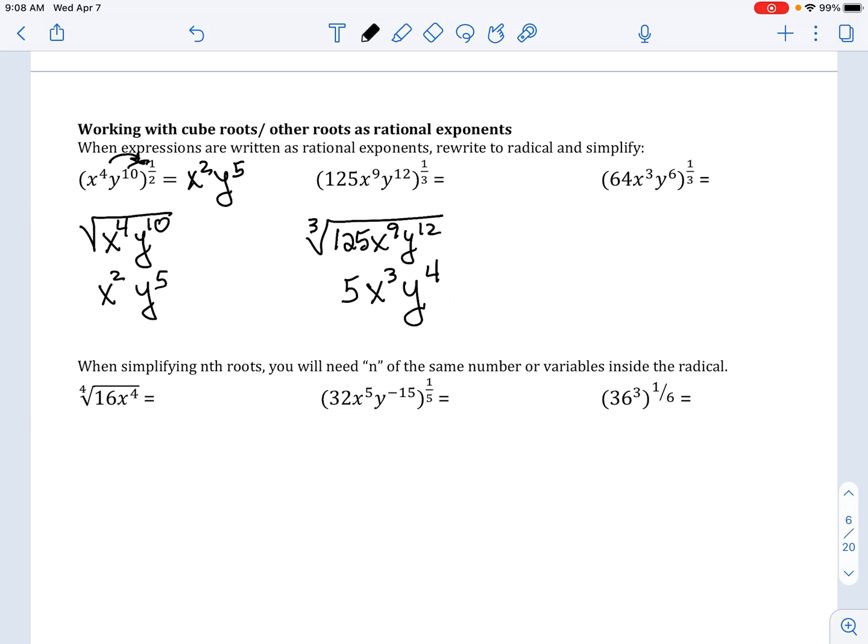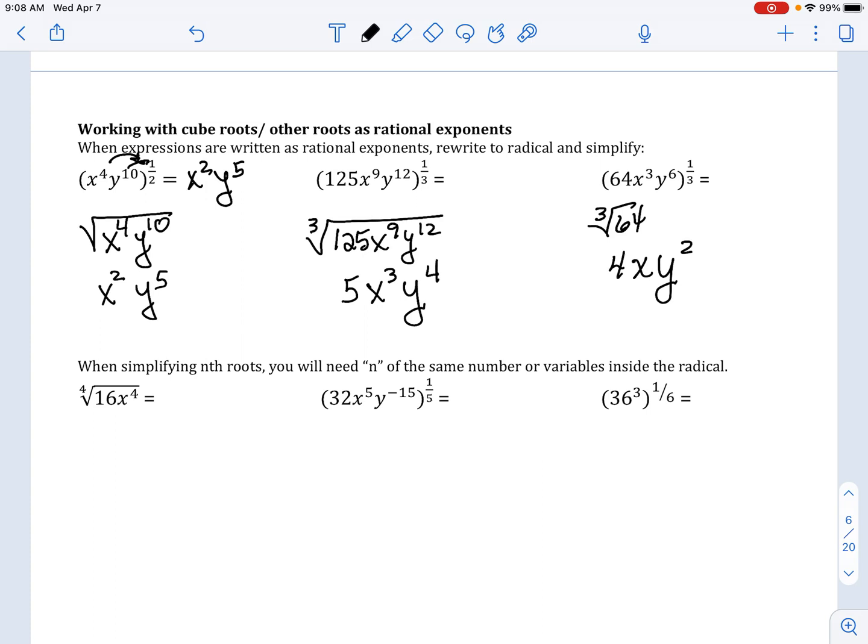For the next one, 64 to the 1/3, that's the cube root of 64, which is 4. 3 times, I'm just going to use rule of exponents. 3 times 1/3 is 1. 6 times 1/3 is 2.